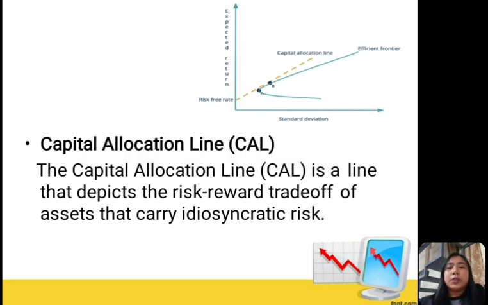According to the modern portfolio theory, rational risk-averse investors should hold portfolios that fall on the efficient frontier. The optimal portfolio is the combination of assets at point B, which combines one risk-free asset with one risky asset.